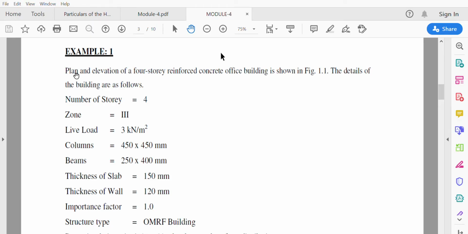The question is like this. Plan and elevation of a 4-story reinforced concrete office building is shown in figure. The details of the building are as follows. Number of stories is 4. The building is located in zone 3. Live load is 3 kN per meter square. Column size is 450 by 450 mm. Beam size is 250 by 400 mm. Thickness of the slab is 150 mm. Thickness of the wall is 120 mm. Importance factor is 1. Structure type is ordinary moment resistant frame building. So we have to calculate design seismic lateral load and story shear force distribution.